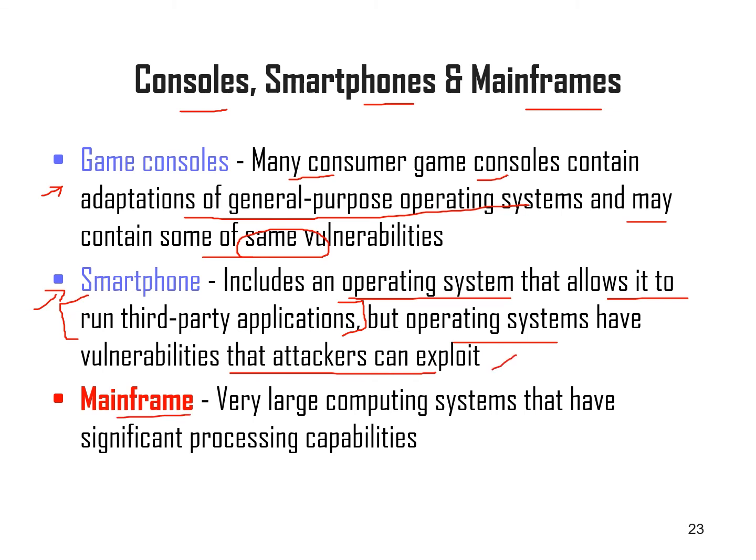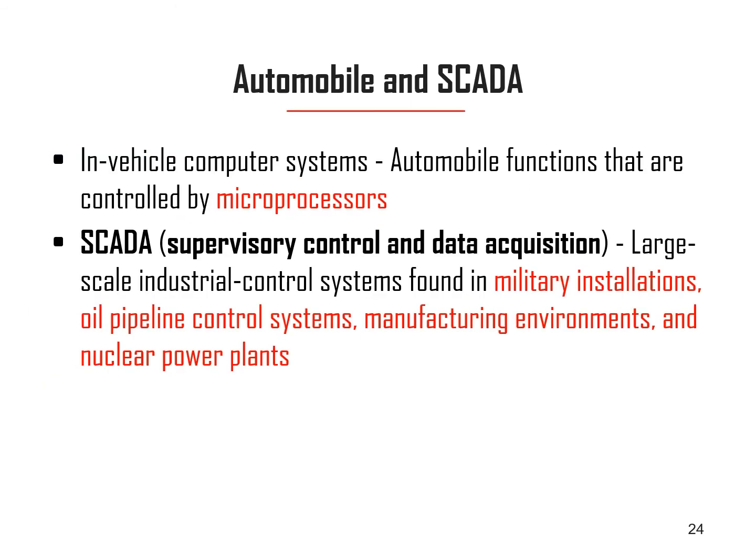Mainframes are very large computing systems that have significant processing capabilities. You all know what is meant by mainframe. So every system has its own vulnerability, right? Say for example, in a smartphone, we have been running a number of third-party applications that will exploit a number of vulnerabilities and all. Then automobile and SCADA, right?